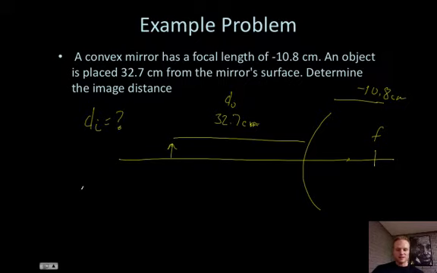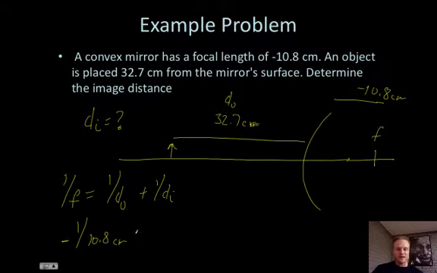Well, let's bust out that equation. 1 over f equals 1 over dO plus 1 over di. And we're basically looking for this, 1 over di. So let's just plug in some numbers. 1 over 10.8 centimeters, and this value is negative, equals 1 over 32.7 centimeters plus 1 over di.